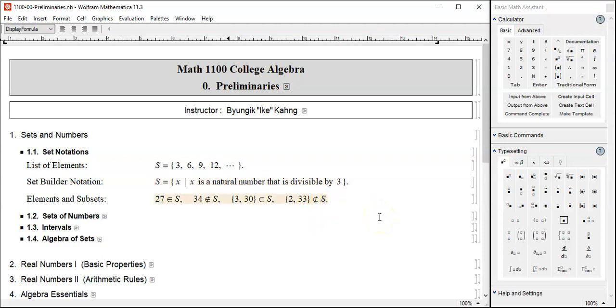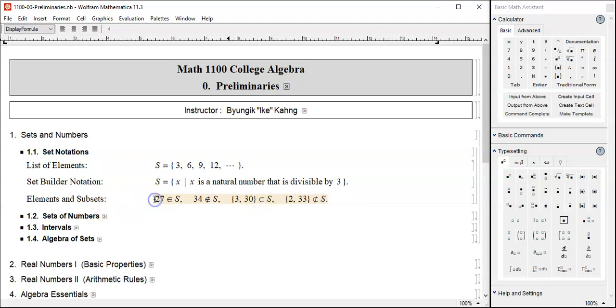Let's consider a couple of examples, an element and subset example. These two correspond to element versus no element. And these two correspond to subset or no subset. We use this notation, which came from E for elements, and this notation here, which was derived from the element notation by removing this middle bar, and this represents a subset.